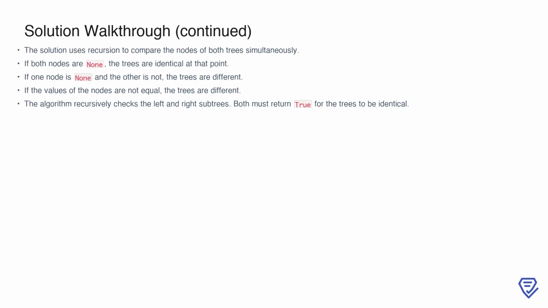However, if one node is None while the other is not, or if the values of the nodes differ, the trees are immediately determined to be different. The algorithm then recursively checks both the left and right subtrees. For the entire trees to be considered identical, both of these recursive checks must return true, ensuring that every corresponding node in both trees meets the criteria for equality.